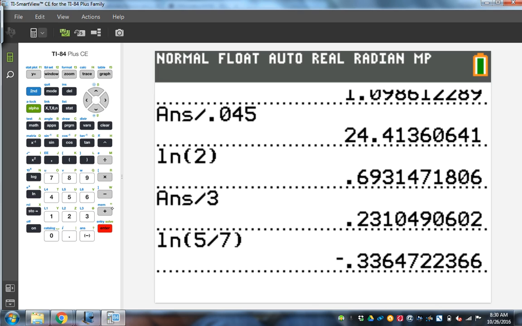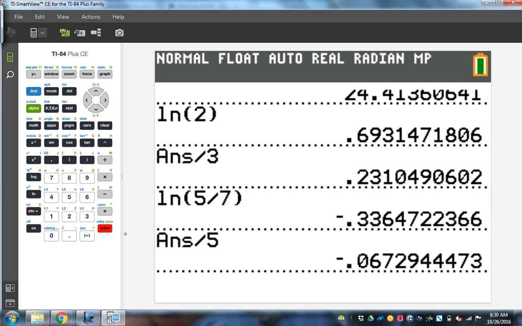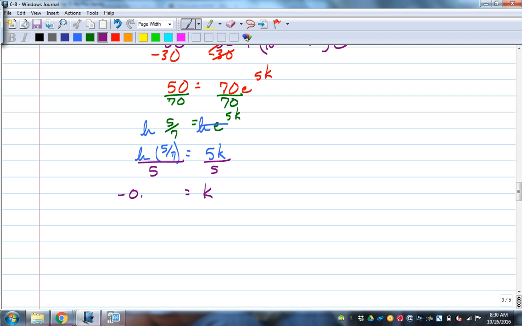should get a negative. What's our temperature doing? It's going down. It's decreasing. So this is like an exponential decay in temperature instead of population in this case. Okay, and then divide that by 5. Negative 0.063. Okay. 3 decimal places there.